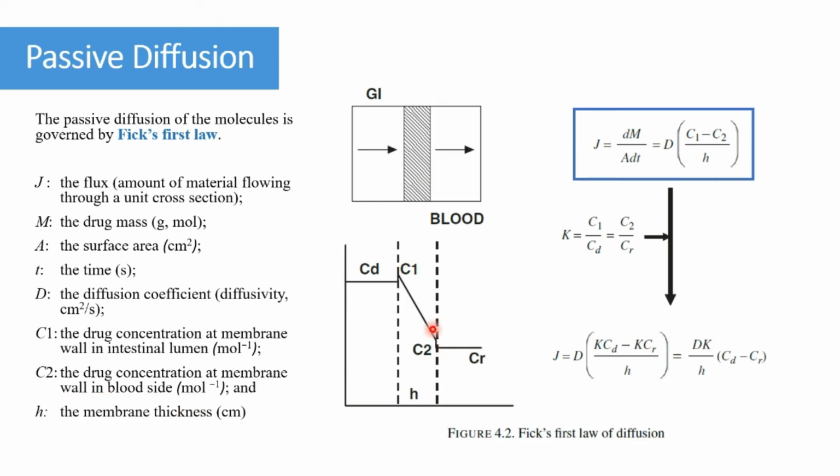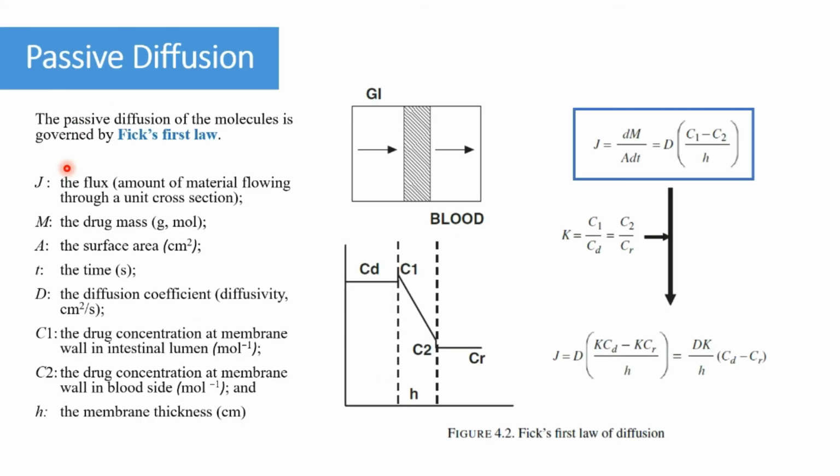So here you can see this is the membrane, or apical membrane, and here is the basolateral membrane. So C1 is the concentration of the drug at the membrane wall in the intestinal lumen, while C2 is the drug concentration at the membrane wall on the blood side. Because here is the blood side and here is the intestinal lumen, okay, and divided by H. H is the membrane thickness. Well, I'll explain this in the next slides.